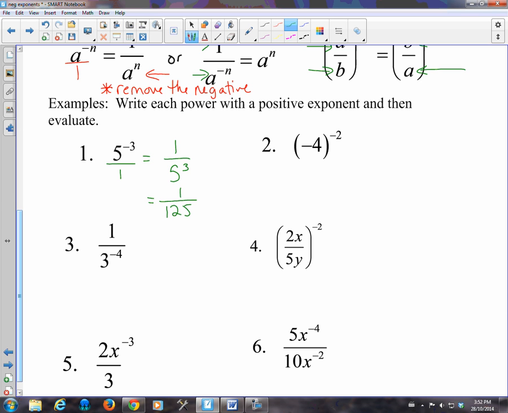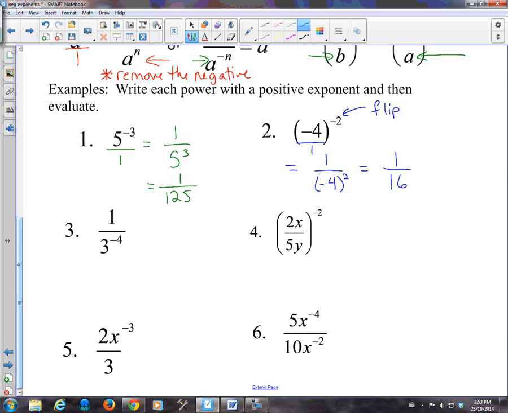If I have a negative base and a negative exponent, the two negatives do not cancel each other out. The negative exponent means to flip the base, take the reciprocal. So if I have negative 4 to the negative 2, it's negative 4 over 1, so it becomes 1 over negative 4, and the exponent becomes positive, which would give me 1 over 16.